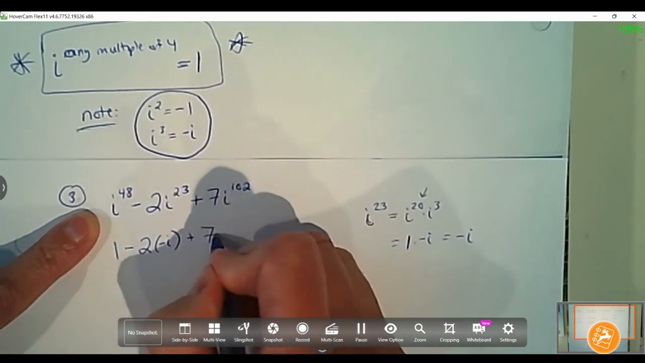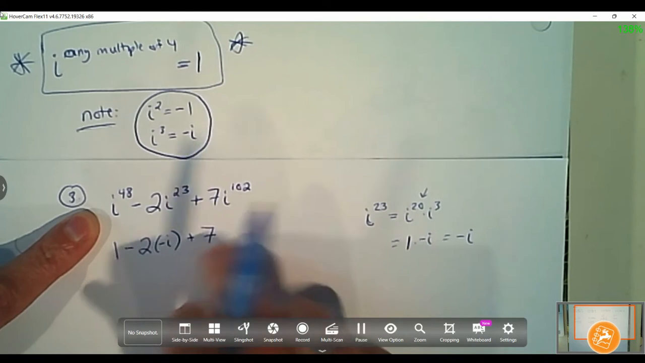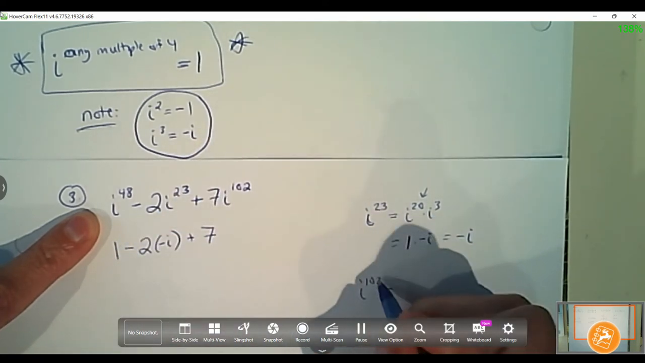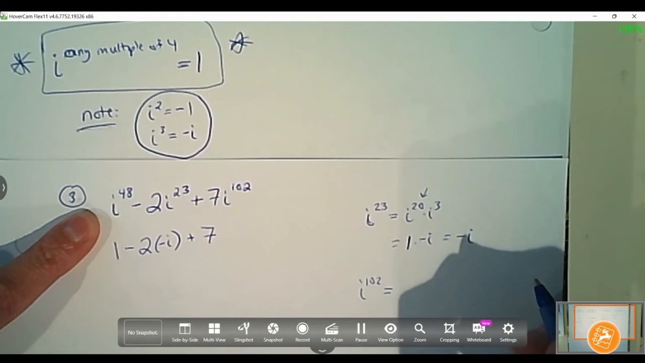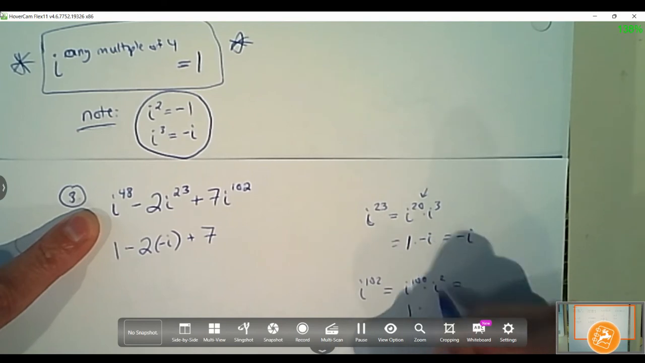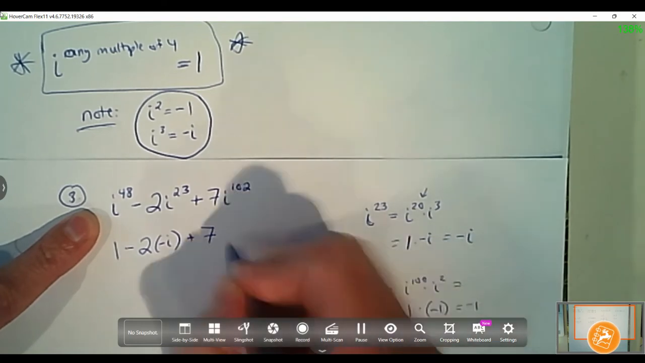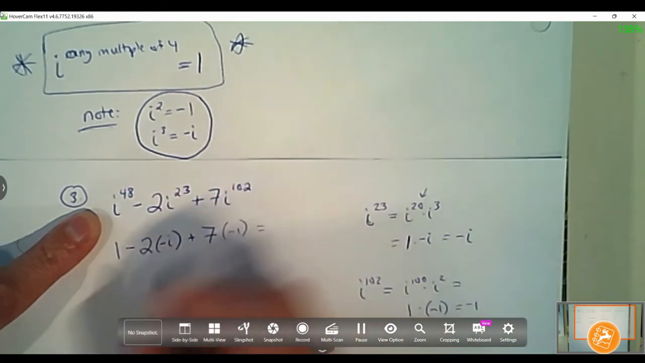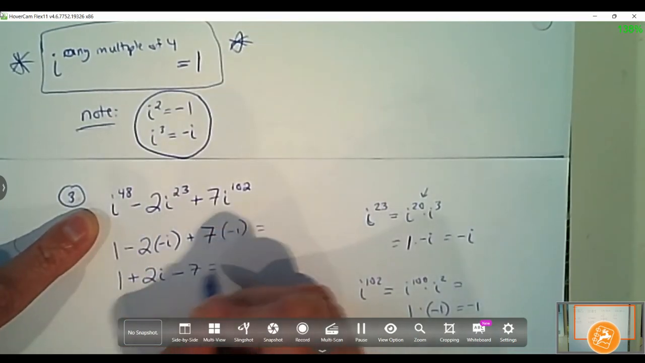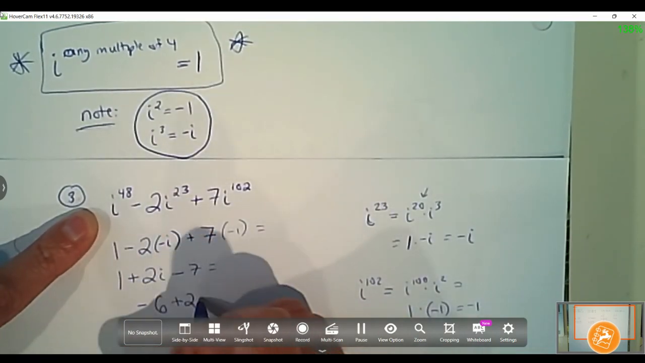And then I have 7. And then for i to the 102nd, again, you can work that out right here, or you can go off to the side. Please go ahead and evaluate, find out what i to the 102nd is. Hopefully you got -1, because 100 is a multiple of 4, and i squared is -1. And if we just simplify, now I have 1 plus 2i minus 7. It's going to be -6 plus 2i.